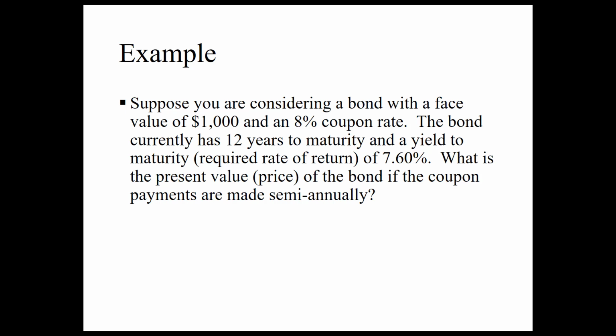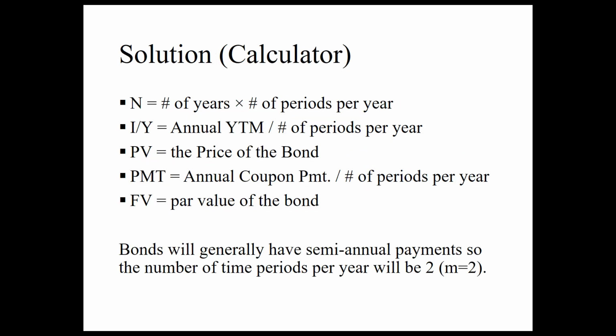What is the present value or price of the bond if the coupon payments are made semi-annually? In most cases, we can assume that the coupon payments are going to be made semi-annually, but here I wanted to say it explicitly. And so our inputs for the calculator, our N is going to be the number of years times the number of time periods per year. Our interest rate or our yield is going to be our annual yield to maturity divided by the number of time periods per year.